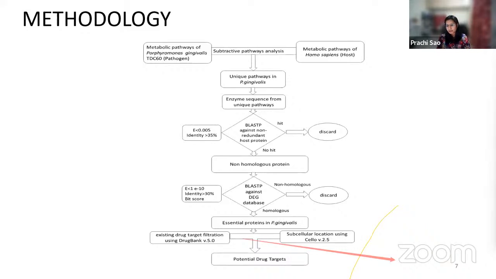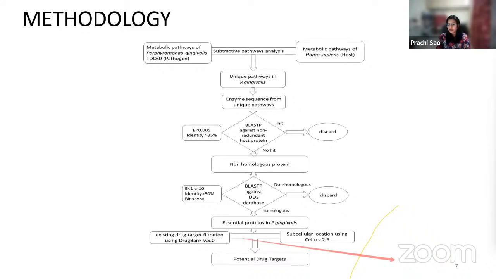We will apply many filters to reduce the number of targets which have to go for the final experimental studies. For this particular figure, we have taken the metabolic pathways of an oral pathogen, Porphyromonas gingivalis, and we are trying to compare them with the host metabolic pathways. Here we have made a very specific study where we look only at the metabolic pathways. From there we will figure out only those pathways which are unique to the bacteria.